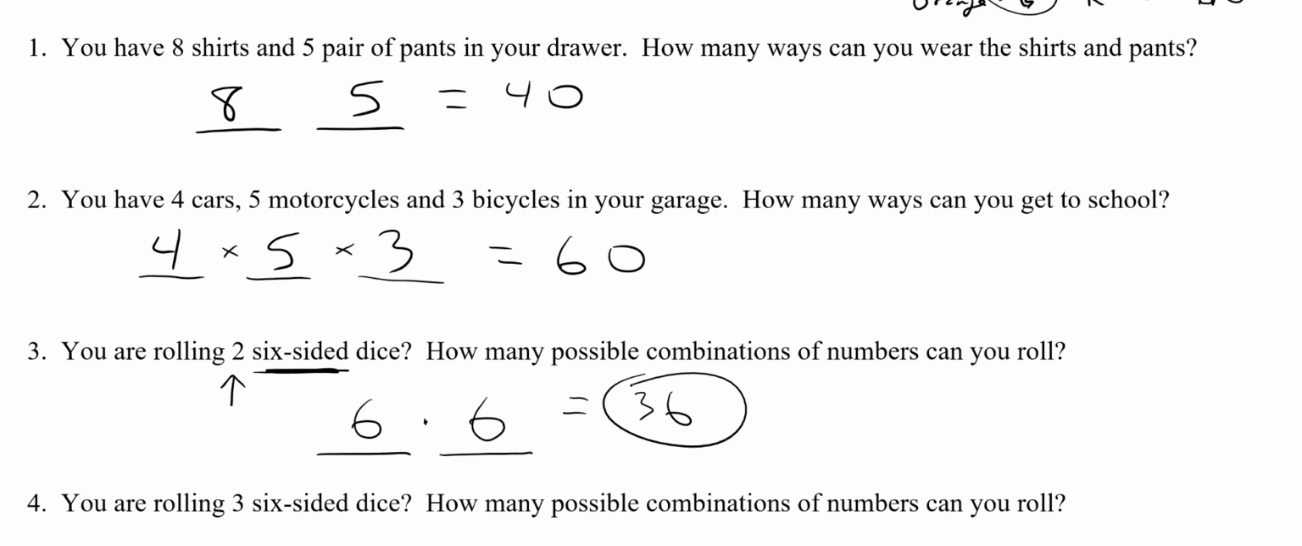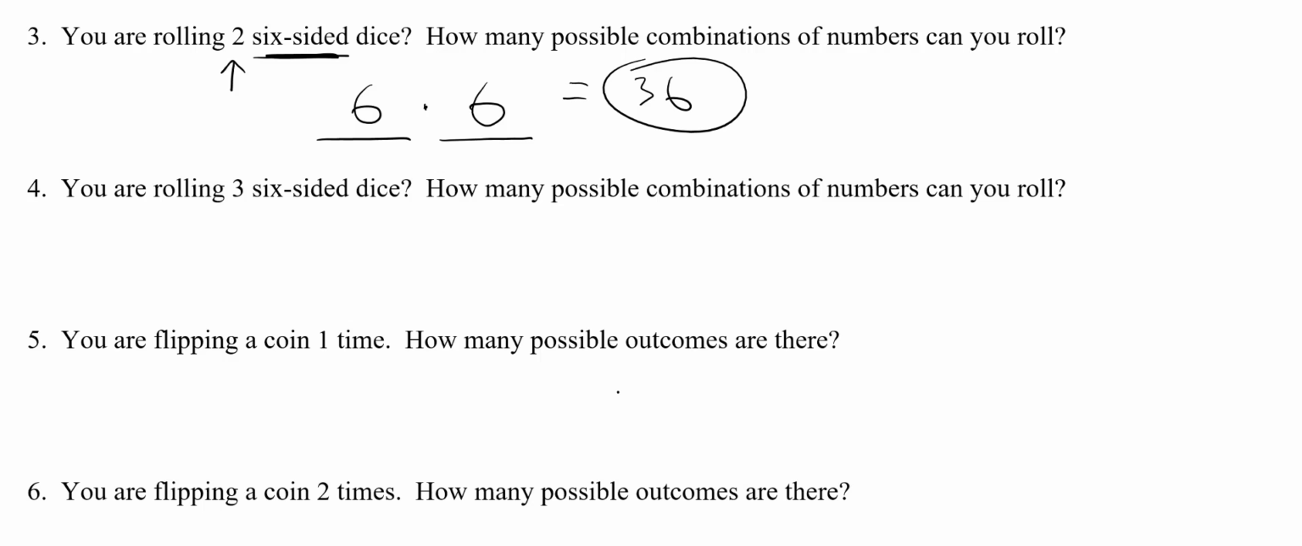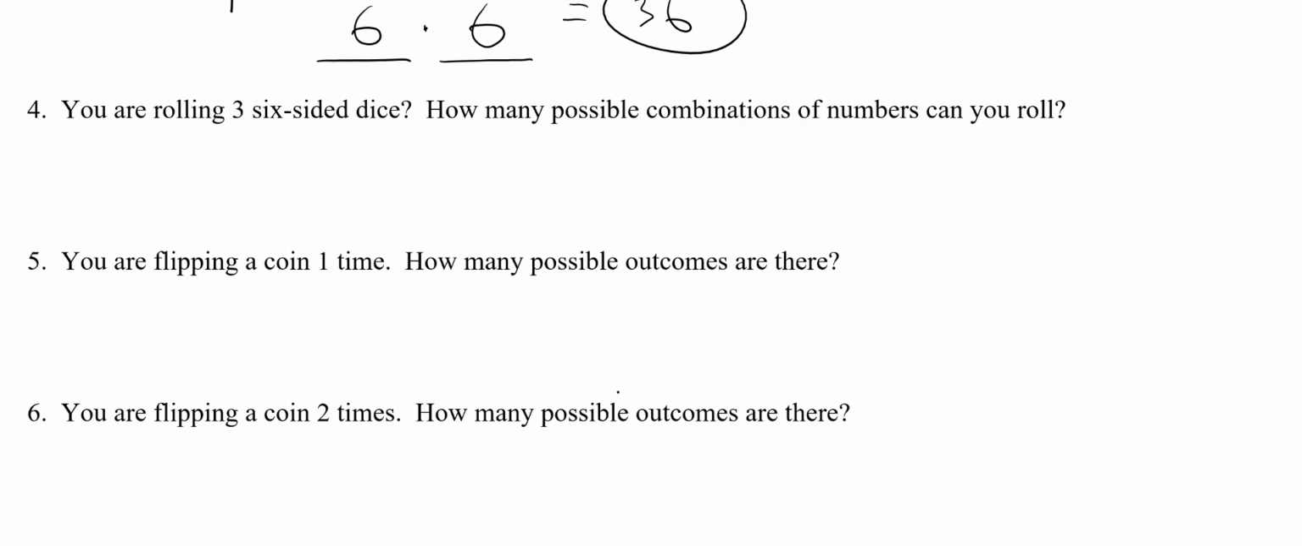Okay? All right, I want to do number 6 with you guys. You're flipping a coin 2 times. How many possibilities are there? Okay, 2 times, 2 slots. How many different outcomes can you have when you flip a coin? Well, you can either have heads or you can have tails. That's two possibilities. So we put 2 here. And then of course, flip it again, you got 2 again. So you have a total of 4.